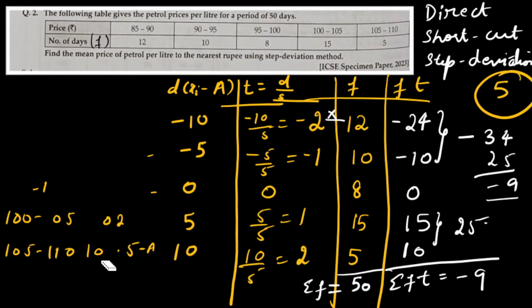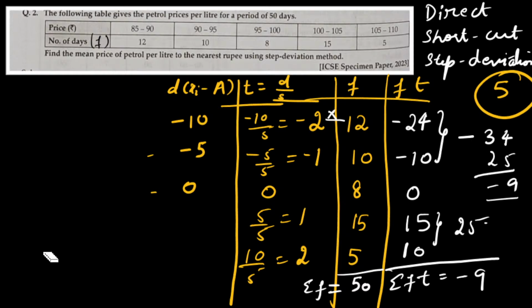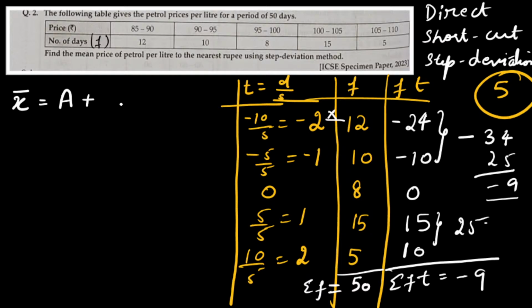Now the formula, I'll tell you. What is the formula of mean? Mean is x bar. It is equal to A plus sigma ft by sigma f into class size. Class size with h also you can write, or let's write it with h only. So this is the formula.